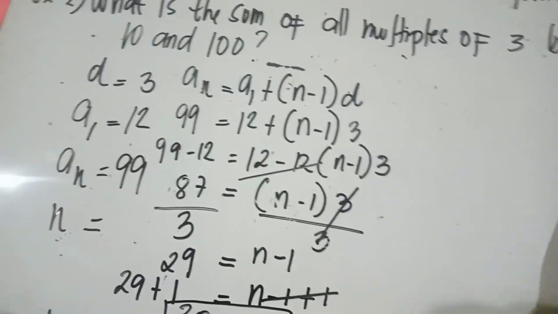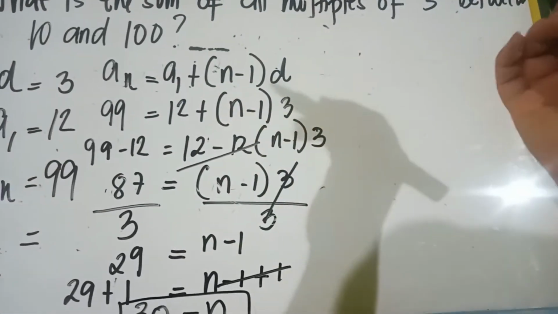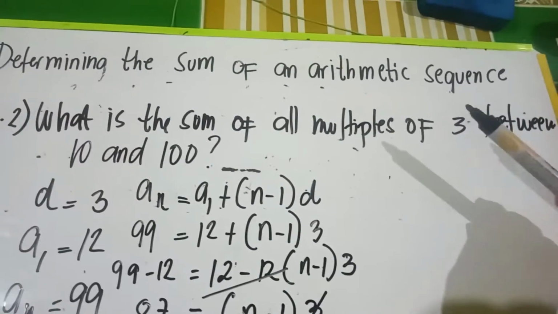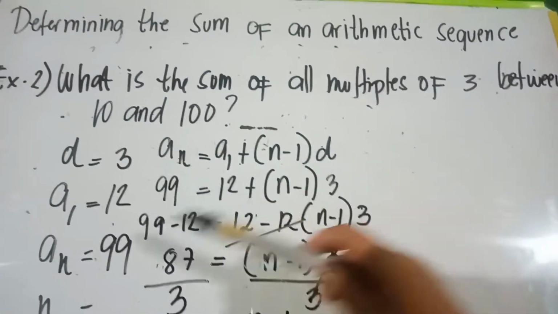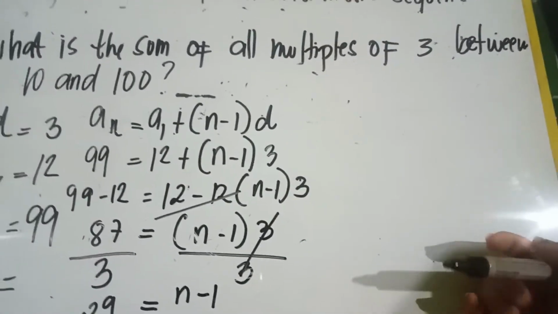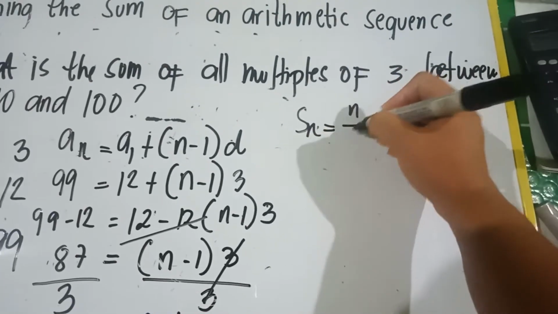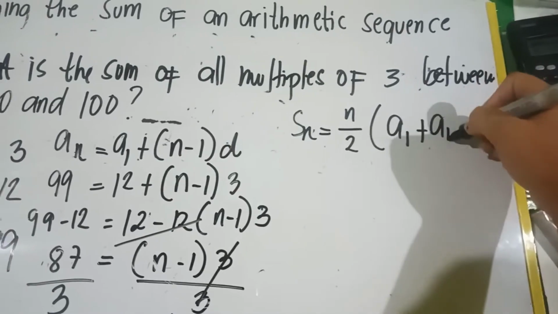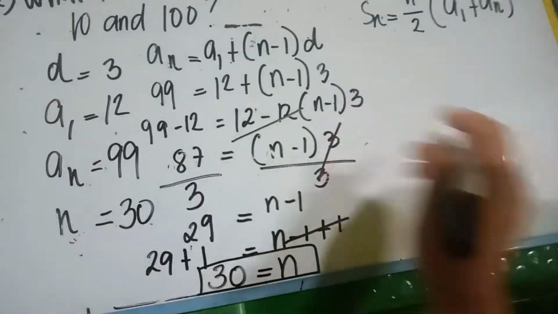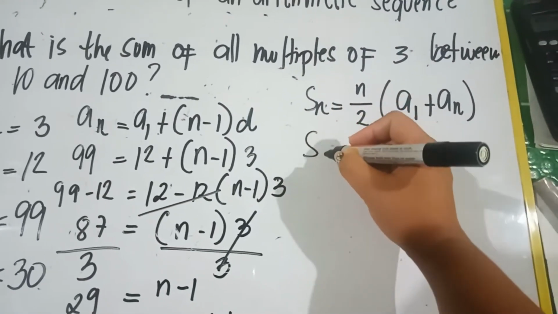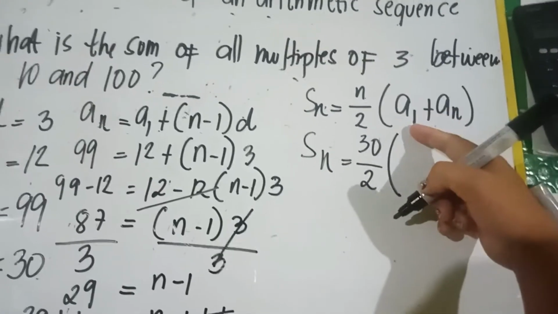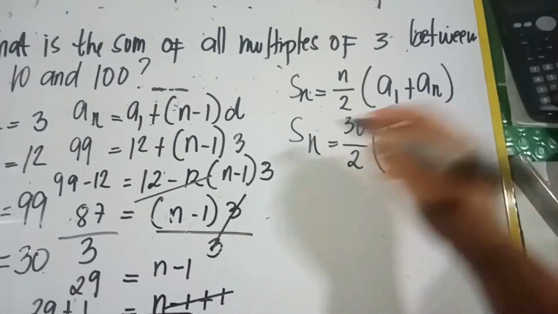So, since we now have the value of n, we can answer what is really being asked of us. It says here, what is the sum of all multiples of 3 between 10 and 100? So when you add from the first term to the nth term, what is the answer? Okay, so we are going to use the formula S sub n is equal to n over 2 times a sub 1 plus a sub n, where we now have the value of n, which is 30. Okay, so substitute all the given. We have S sub n is equal to 30 divided by 2 times a sub 1, or the first term, which is 12, plus a sub n, which is 99.